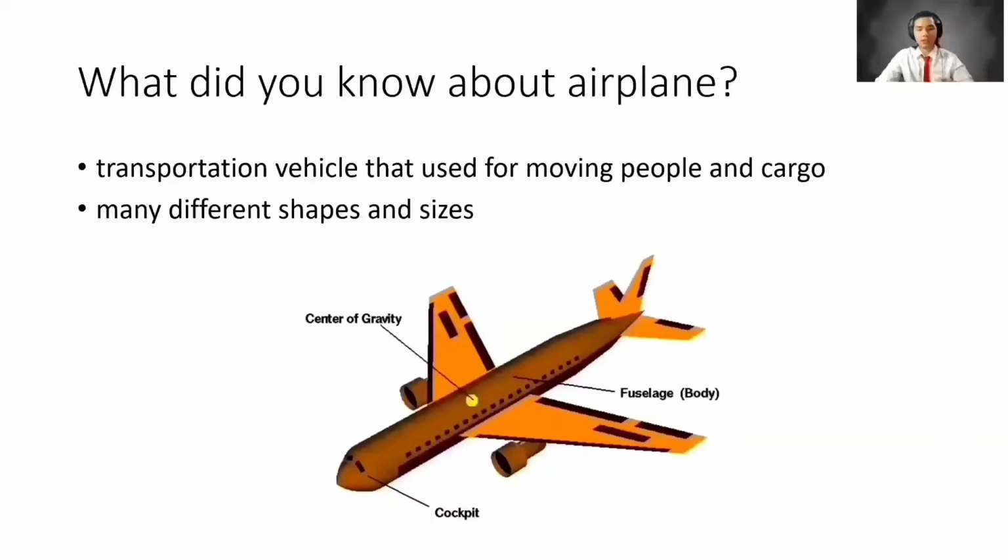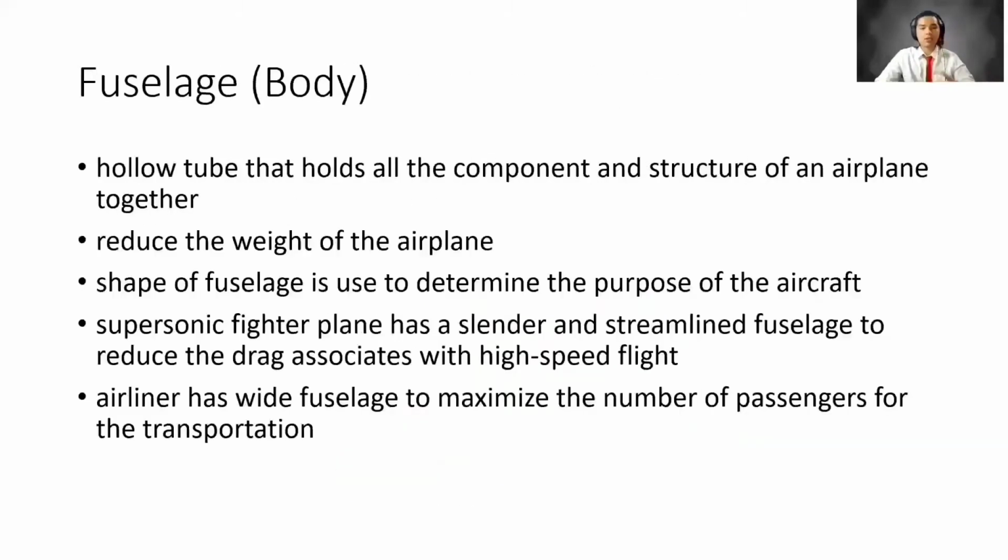As you can see here, the fuselage, or the body of the airplane, is a hollow tube which holds all the pieces of the airplane together. The fuselage is hollow to reduce the weight. As with the other parts of the airplane, the shape of the fuselage is normally determined by the mission of the aircraft. For example, a supersonic fighter plane has a very slender and streamlined fuselage to reduce the drag associated with high-speed flight, while the airliner has a wide fuselage to carry the maximum number of passengers. And on an airliner, the pilot sits in the cockpit at the front of the fuselage, while passengers and cargo are carried in the rear of the fuselage.